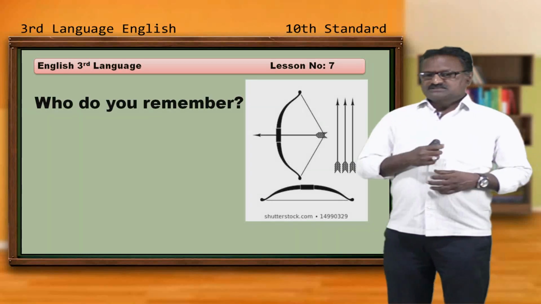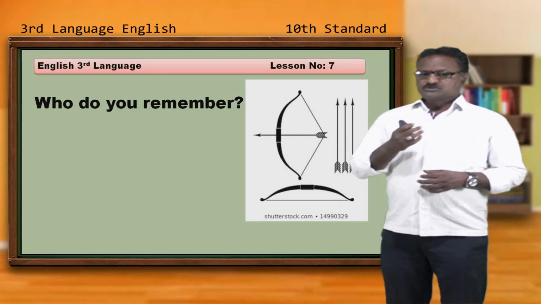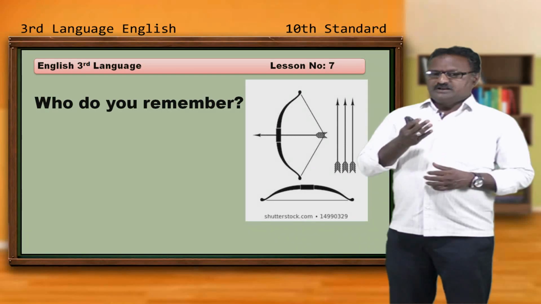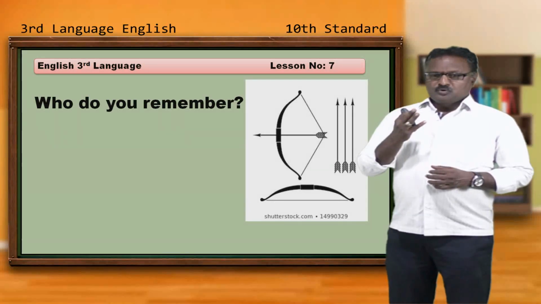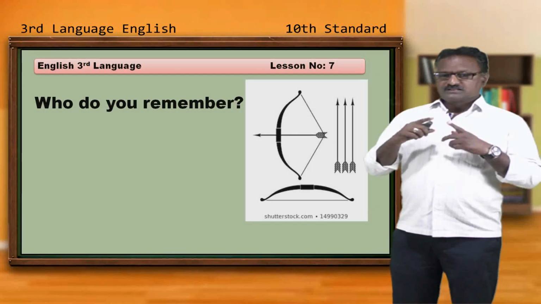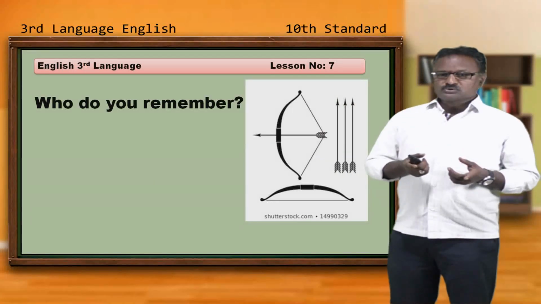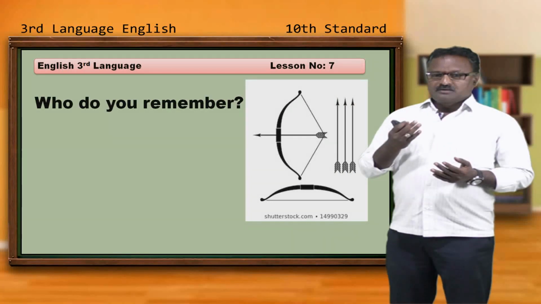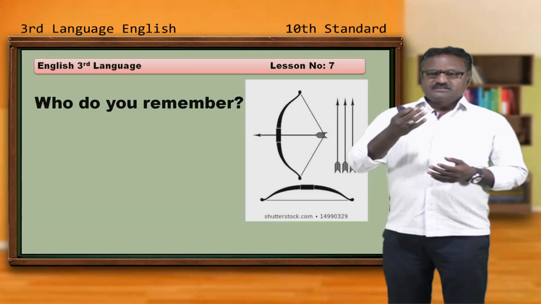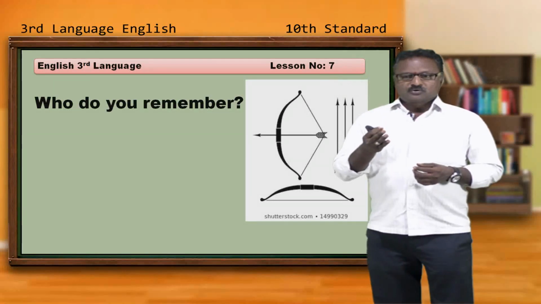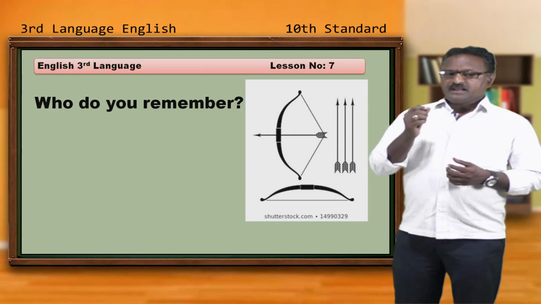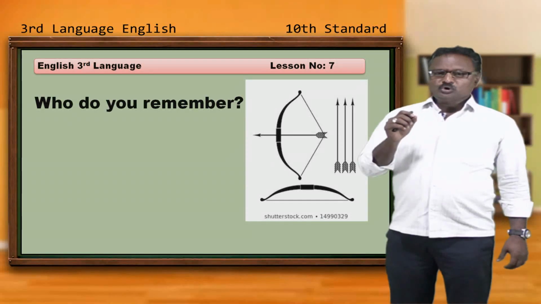See, there is a bow and some arrows. So arrows are there and bow is there. See, bows and arrows. This is another type of weapon used in our olden days. Now also in modern films, you can come across the use of this type of arrows and bows. My question is, who do you remember?